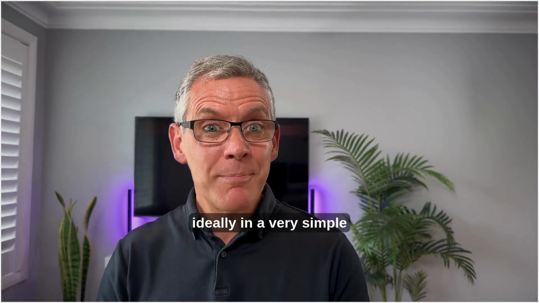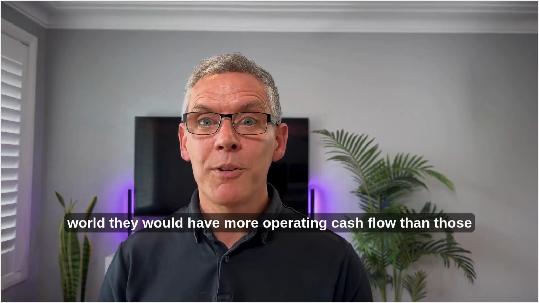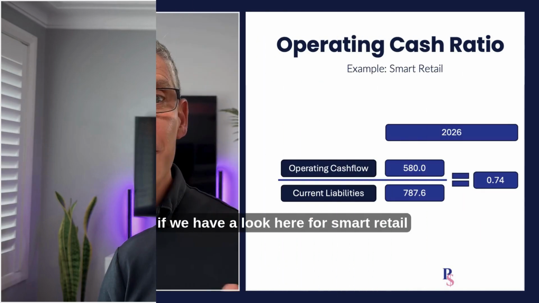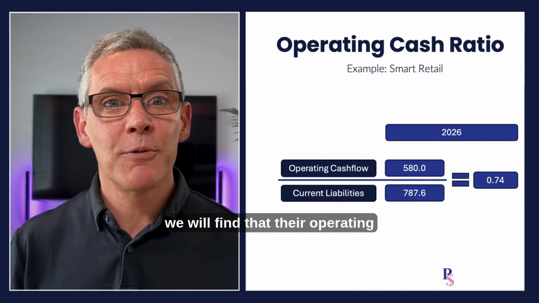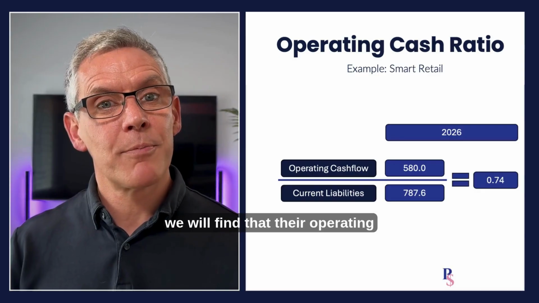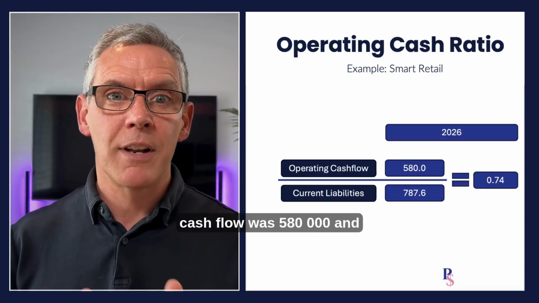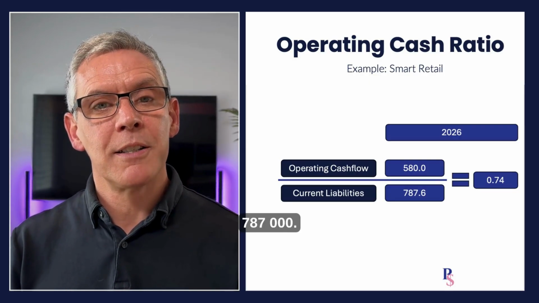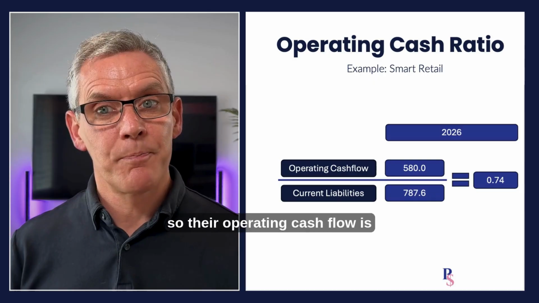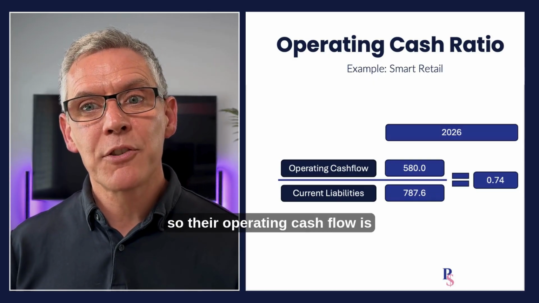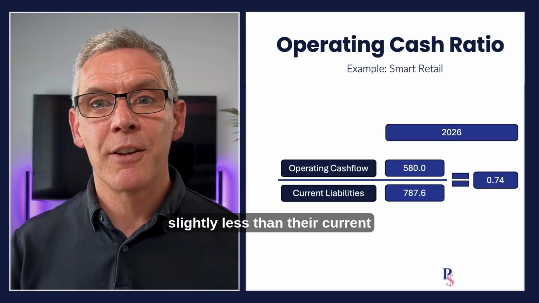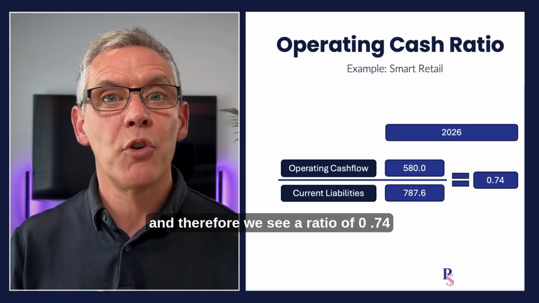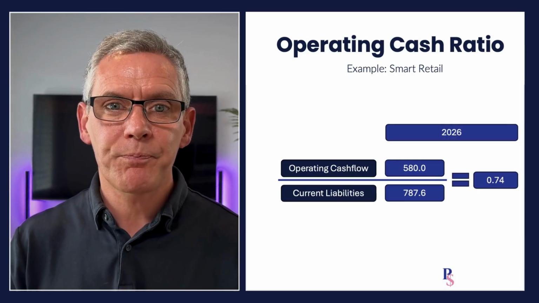And ideally, in a very simple world, they would have more operating cash flow than those current liabilities. But if we have a look here for Smart Retail, we will find that their operating cash flow was $580,000 and their current liabilities $787,000. So their operating cash flow is slightly less than their current liabilities, and therefore we see a ratio of 0.74.